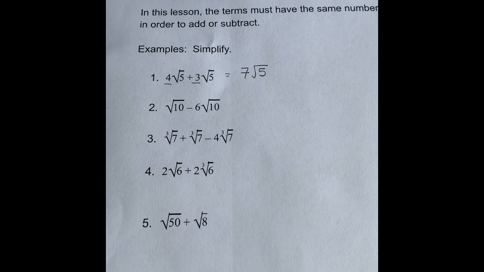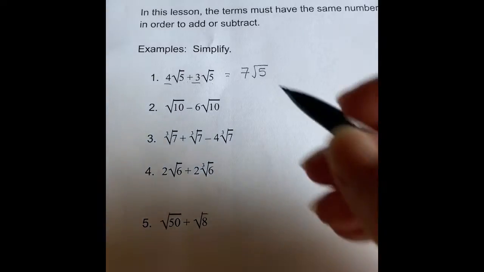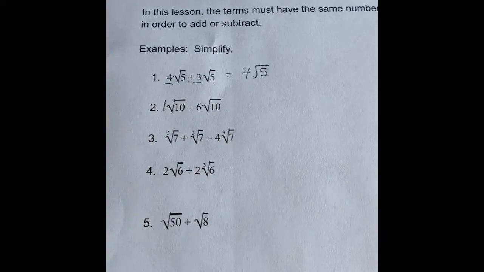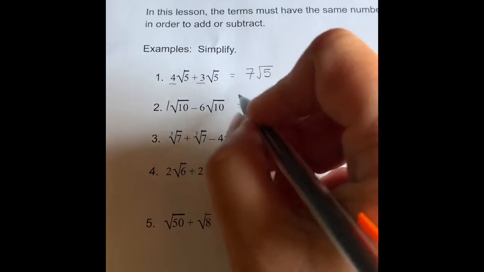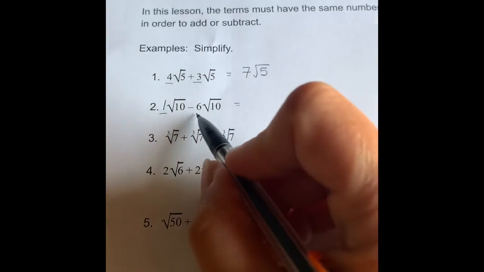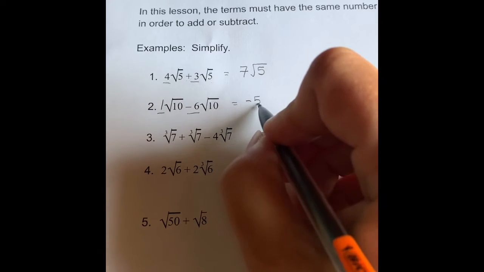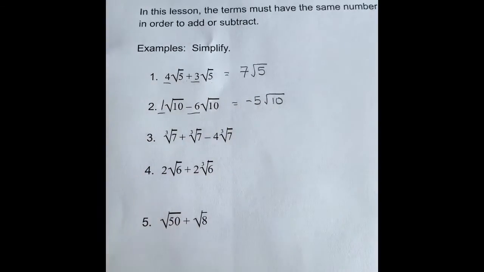On number 2, we have 1 times the square root of 10 minus 6 times the square root of 10. Remember, if there's not a number sitting in front of the root, it's just a 1. Because they both have a square root of 10, these are like terms and we can combine them. So we're going to take this 1 and we're going to subtract 6. So 1 minus 6 is negative 5. Carry over the square root of 10 and we have our answer.